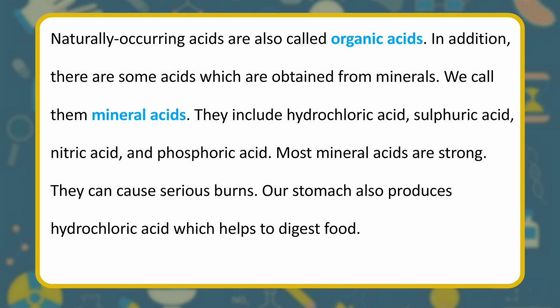In addition, there are some acids which are obtained from minerals. We call them mineral acids. They include hydrochloric acid, sulfuric acid, nitric acid, and phosphoric acid. Most mineral acids are strong. They can cause serious burns. Our stomach also produces hydrochloric acid which helps to digest food.